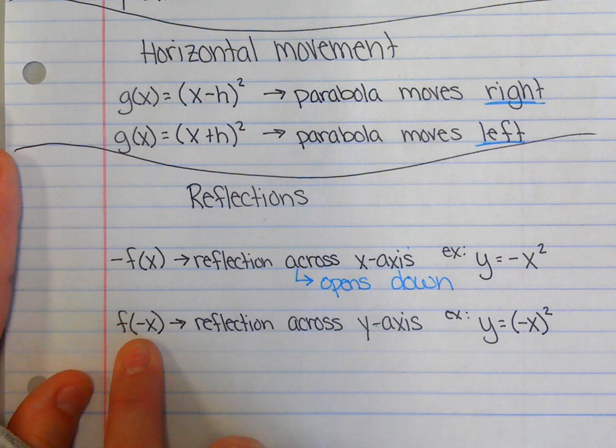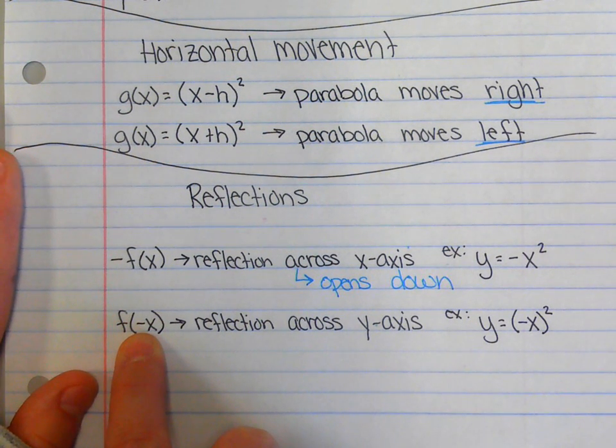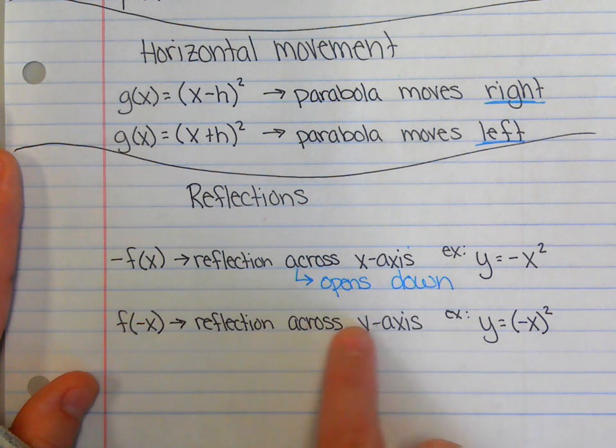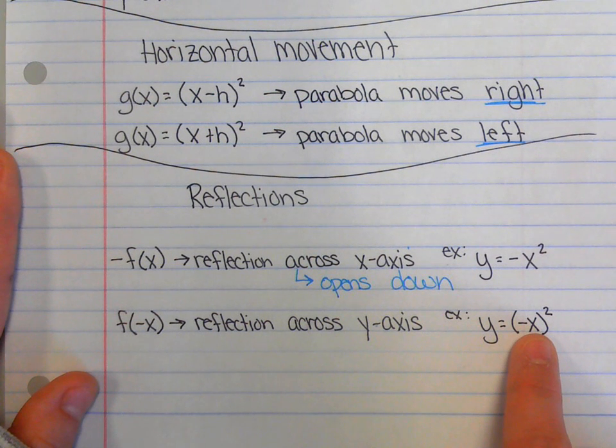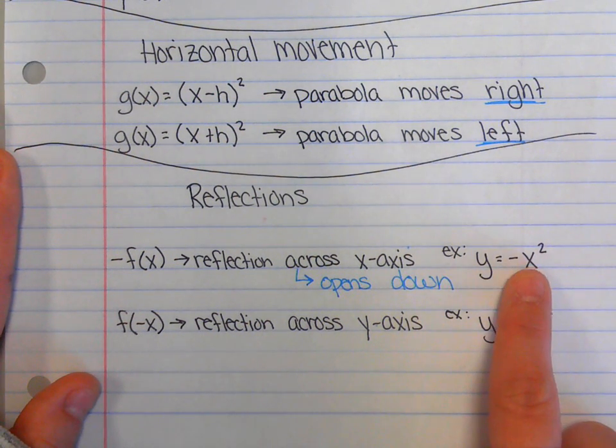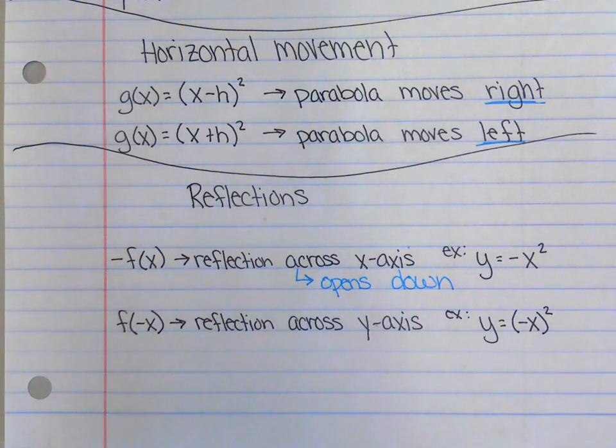Notice the slight difference. This time the negative is in the parentheses with the x. That means we're reflecting across the y-axis. So negative inside the parentheses is a y-axis reflection. Negative outside the parentheses is an x-axis reflection.